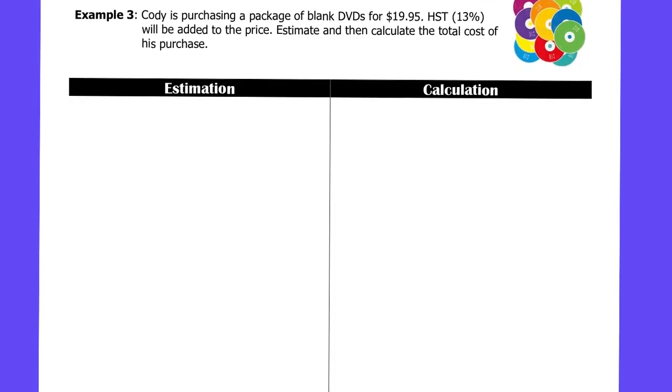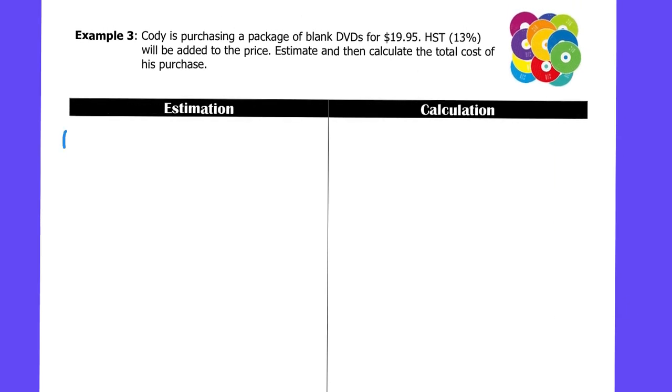Finally, our last example here, Cody is purchasing a pack of DVDs for $19.95, and HST is going to be added to the price, so 13% will be added onto it in tax. So first we want to estimate and then calculate the total cost of his purchase. So we'll do our estimation here on the left. So we know that to figure out 10%, we just have to move the decimal place one to the left.